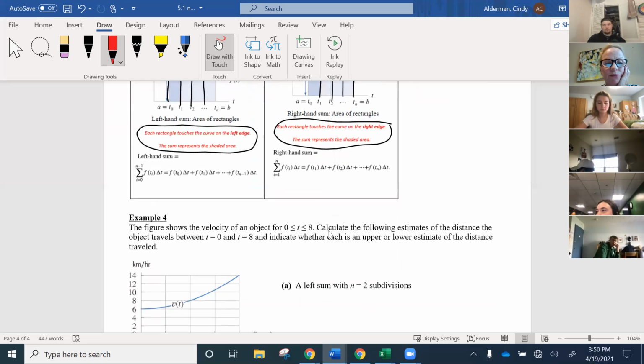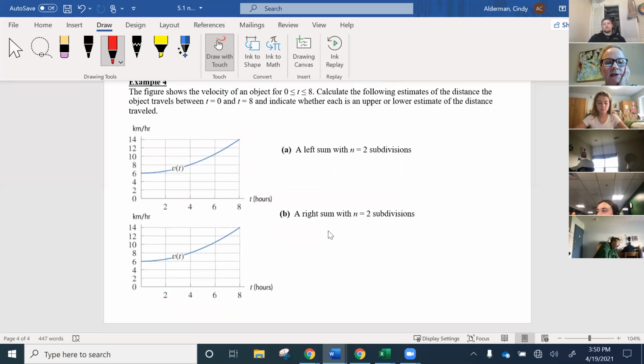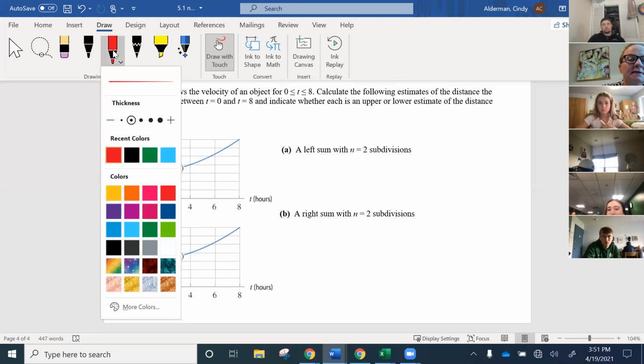All right, now let's give you a graph example. So the figure here shows the velocity of an object from 0 to 8. It looks like hours, right? So both of these graphs show velocity from 0 to 8. And you're going to calculate the following estimates of the distance an object travels between those two intervals from 0 to 8. And then you're going to say, is this an upper or is this a lower estimate of the distance? Okay, so first thing we need to know is change in time.